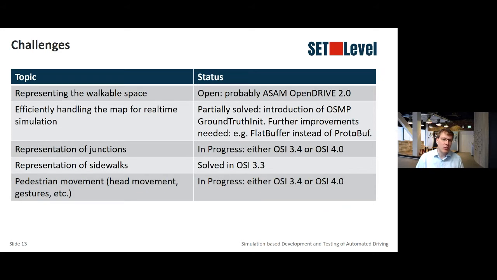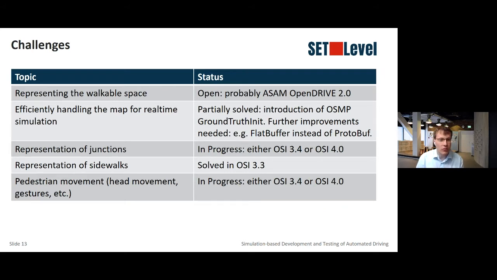The next task was efficiently handling a map for real-time simulation. We did some work on that. So we have this ground truth init message, which means that the map is transmitted to the pedestrian before the simulation starts, and some expensive calculation can be done offline. But I think there are further improvements that are needed, for example, using FlatBuffers instead of protobuf to reduce the number of memory allocations. There's ongoing work in that area.